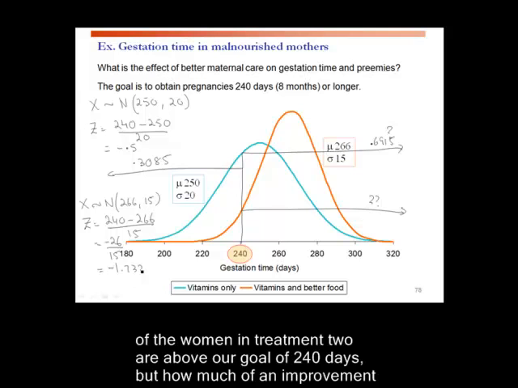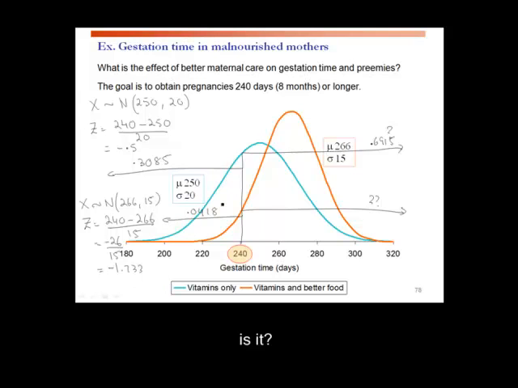Can you identify negative 1.733 in this table? Okay, let's start with negative 1.7. Can you find negative 1.7? Okay, now on the top, look for 0.03. So what do you see? Right, 0.0418. So this area here is 0.0418. Therefore, this area here is 0.9582.